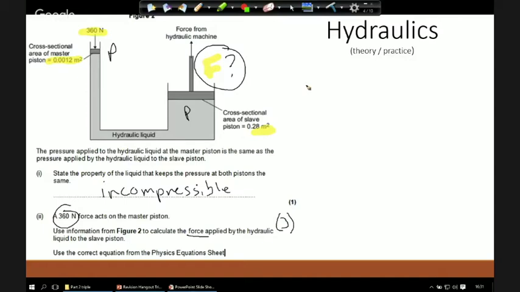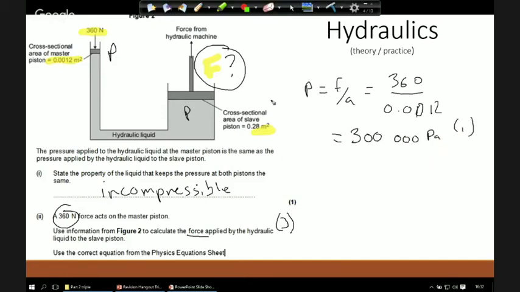So the first mark is given for working out the pressure on the left-hand side. So P equals F over A, and that's going to be 360 over 0.0012, which comes out as 300,000 pascals. So one mark just for that, but we're not finished yet. We've just worked out that the pressure on the left is 300,000 pascals. Well, that same pressure is going to be applied here because water is incompressible. It doesn't get squished, so it transmits the pressure.